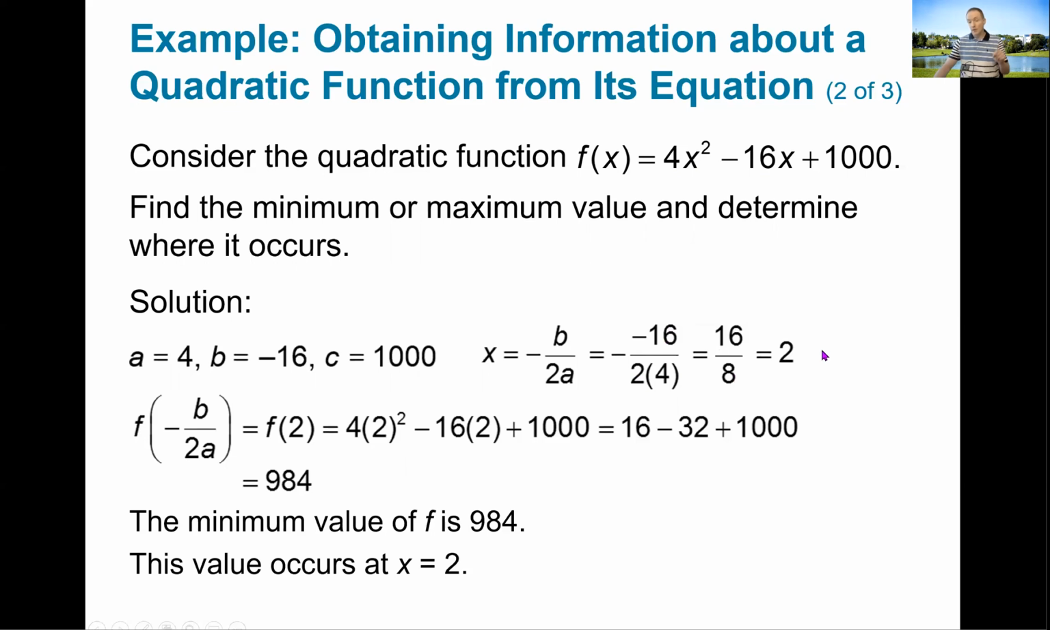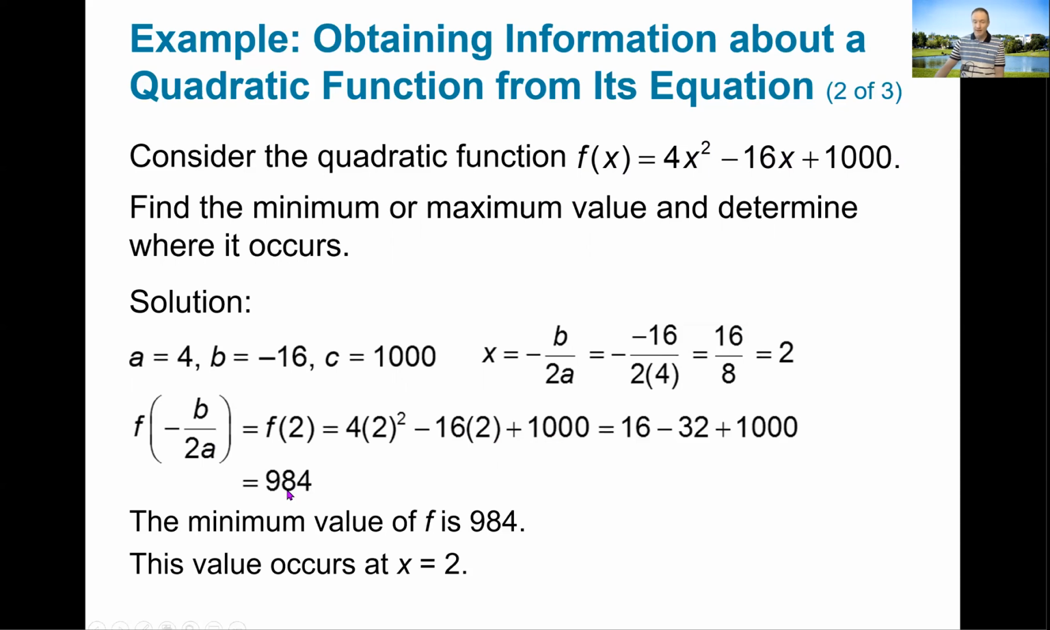Now, that's only when the minimum occurs, not what the minimum is. So in order to find the actual minimum value, now I have to plug 2 back inside my function. So I can say, well, f of 2 is going to give me 4 times 2 squared minus 16 times 2 plus 1,000. See, that's what I did here. That's going to be 4 times 4 minus 32. So 16 minus 32 plus 1,000. It's a -16 plus 1,000 for 984.